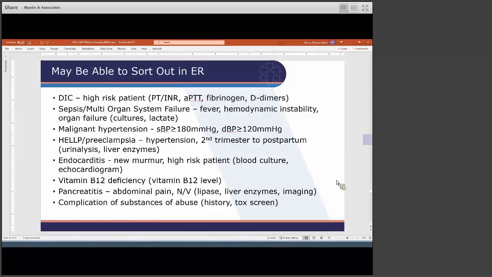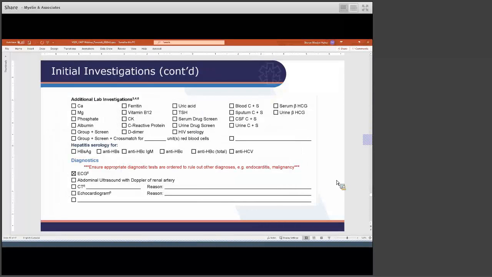deficiency can look an awful lot like TTP and can be diagnosed with a simple blood test without necessitating critical transfers to different institutions. Pancreatitis, again, can be sorted out on the clinical picture as well as liver enzymes and imaging. And then a lot of drugs of abuse can mimic TMA or actually present with TMA. So those are the things that you can probably do in the emergency room. So let's go to the next slide.